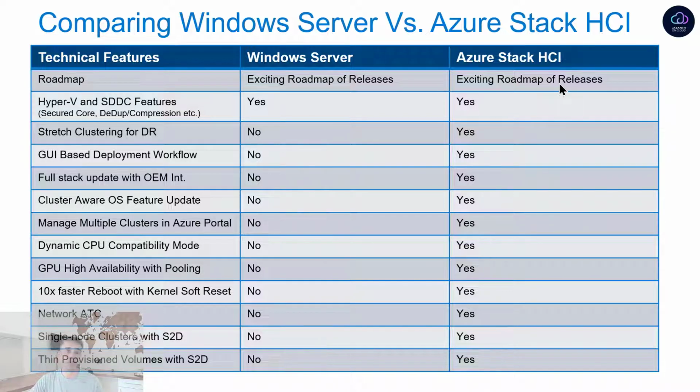And both of them take advantage of the latest and greatest SDDC features like Hyper-V, software-defined storage, and software-defined networking. And after that, it starts to differentiate. For instance, Azure Stack HCI comes with a pre-built feature known as stretch clustering to achieve disaster recovery, while Windows Server has to rely on traditional tooling or maybe third-party DR solutions.